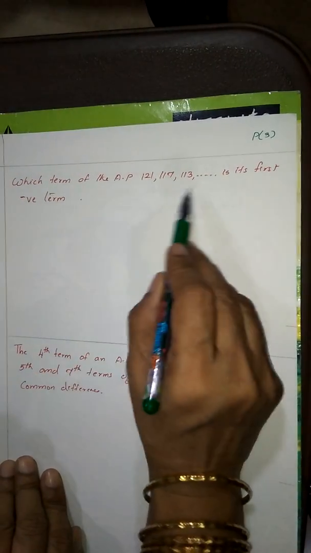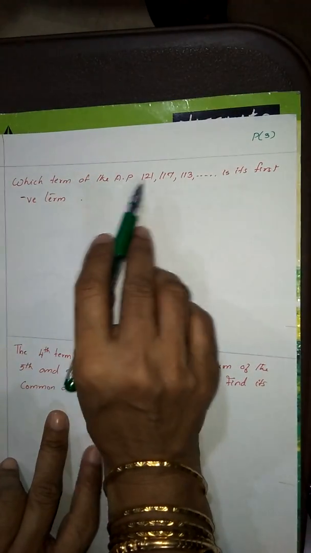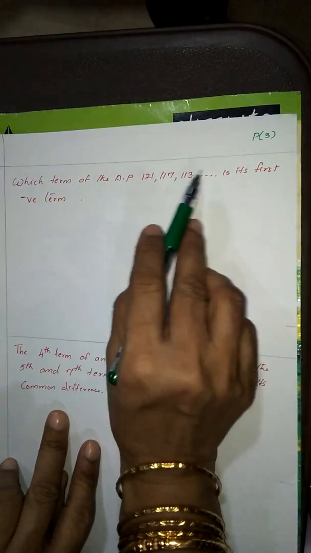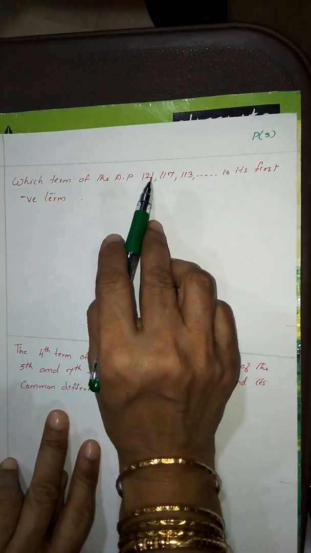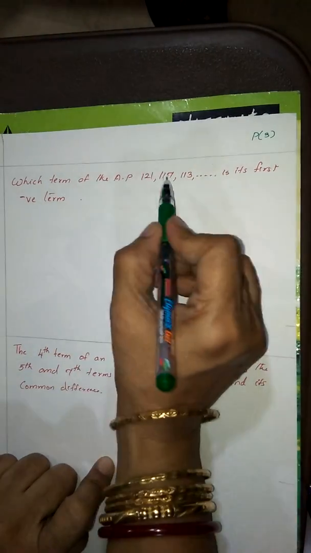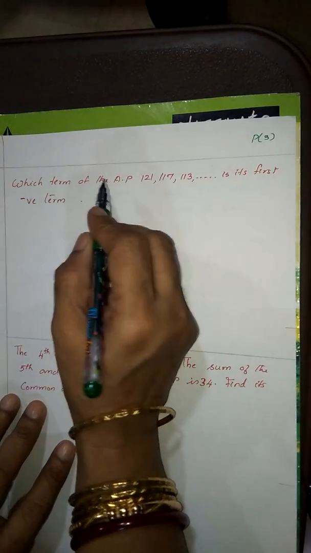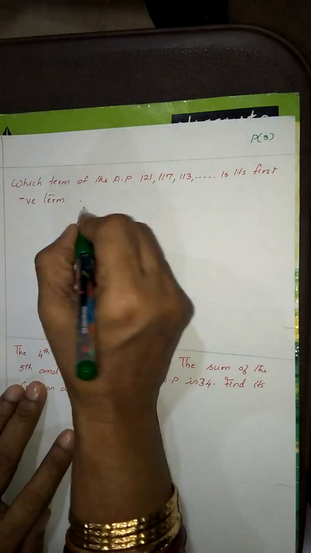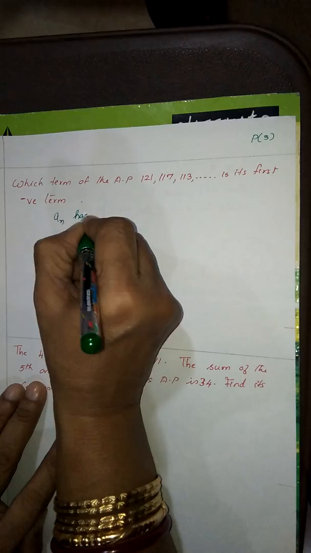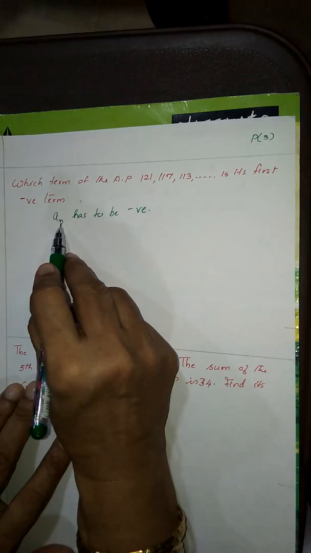Which term of the AP is its first negative term? So here in these type of problems, if you observe, you will see that the number is decreasing. Only then you get a negative term. If it is an increasing AP, then you will not get a negative term. So now we have to see which term will be the first negative term. So that means An has to be negative.